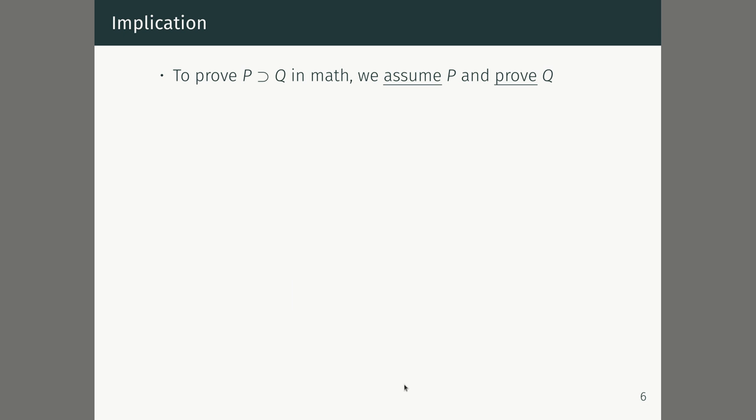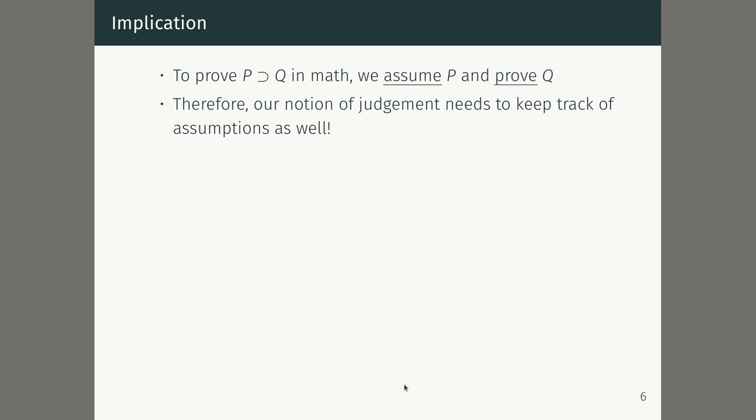Let's look at another logical connective, say implication. When you're writing a mathematical proof and you need to prove P implies Q, the first thing you write at the top of the page is, well, assume P. And then you go on to prove Q. And if you can prove Q under the assumption of P, then you have a proof of P implies Q. But we made an assumption. So the set of assumptions we're making can change as we go through the proof, and therefore our notion of judgment needs to keep track of what assumptions we've made as well.